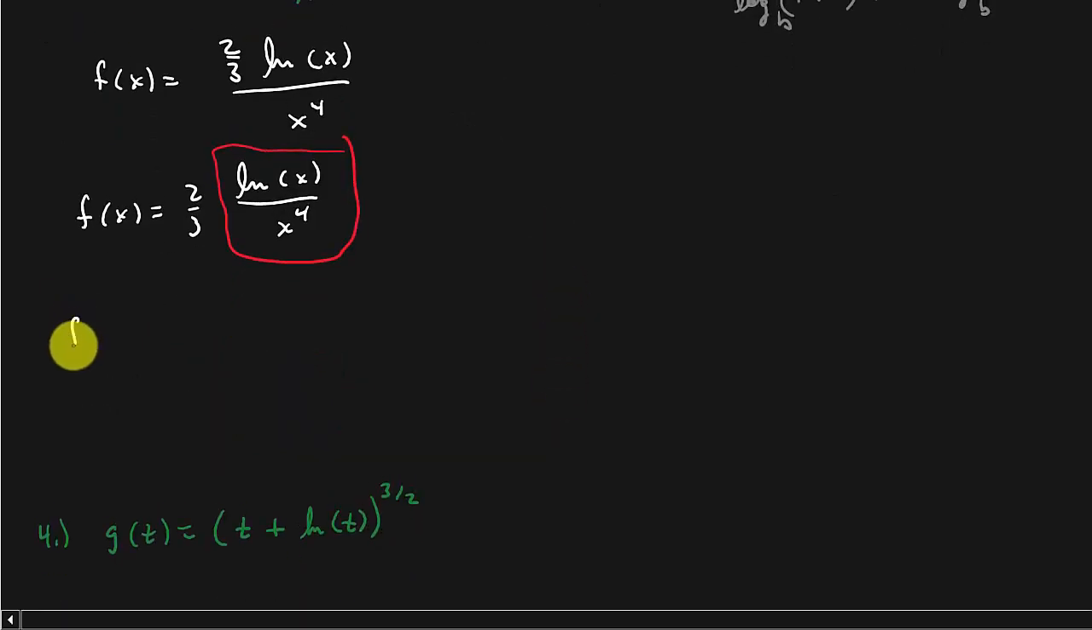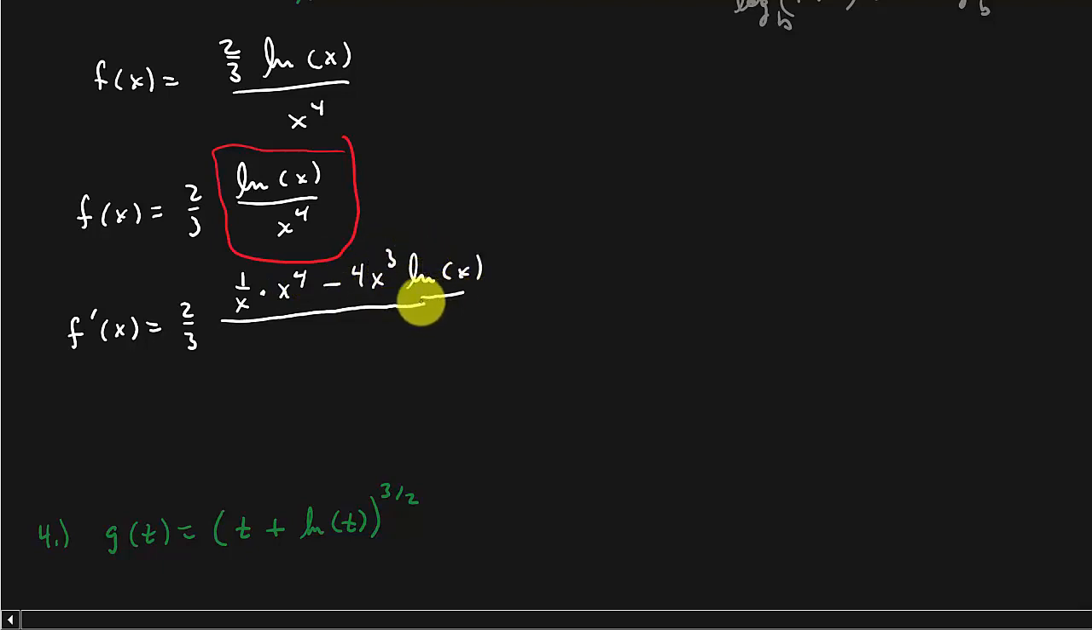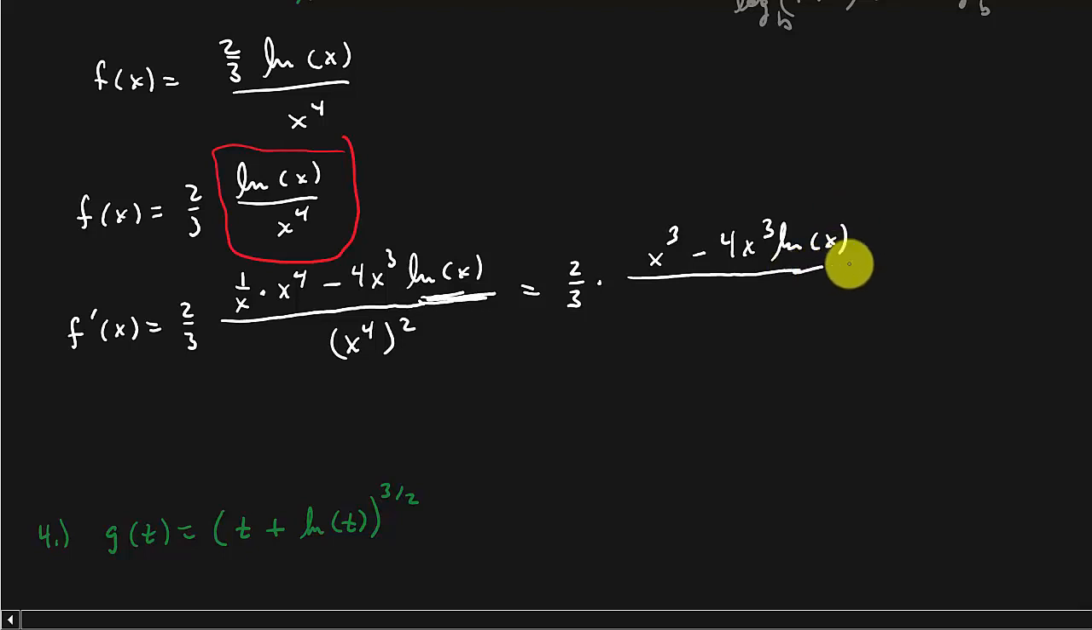All right, so I get f prime of x is equal to 2/3 times, now this is the quotient rule. So the quotient rule says the derivative of the numerator times the denominator minus the derivative of the denominator times the numerator. And then this is all over the denominator squared. And so this is going to give me 2/3 times x cubed minus 4x cubed natural log x over x to the 8th.